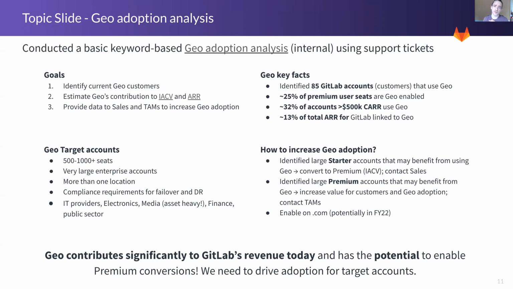Other key facts here about Geo, interestingly, we have around 85 GitLab accounts that use Geo currently, but those 85 accounts represent 25% of the Premium seats. And of those represent 13% of our total ARR for GitLab as customers who utilize Geo. So some great numbers there. And again, if you have questions, please raise them on Monday, and we will be happy to answer them.